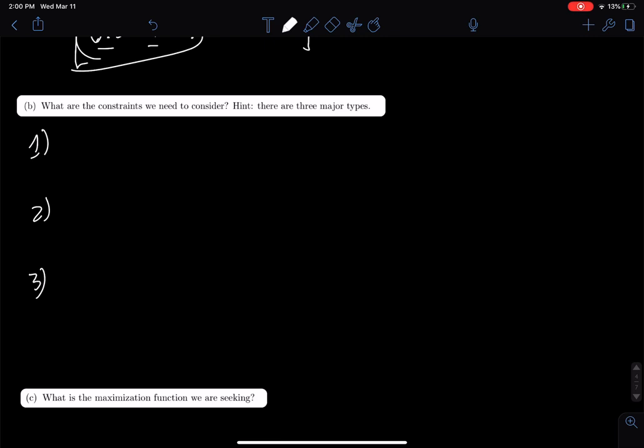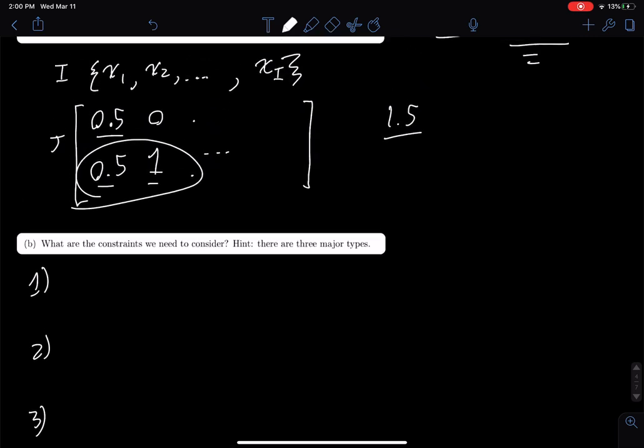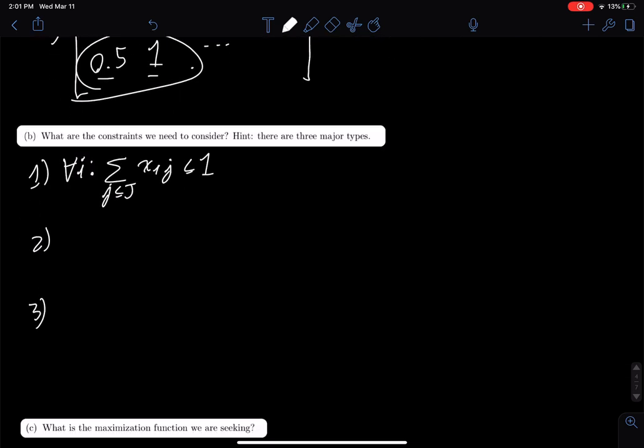Can you think of any of them? Well, constraint number 1 is going to be the first thing we mentioned: for each worker, the sum of the time they spent on each job is going to be less than or equal to 1. They cannot work for more than 1 day. No overtime. That's one constraint. What's the second constraint we mentioned?